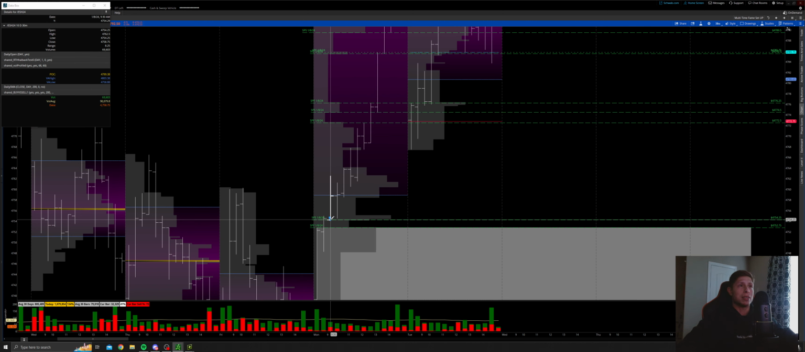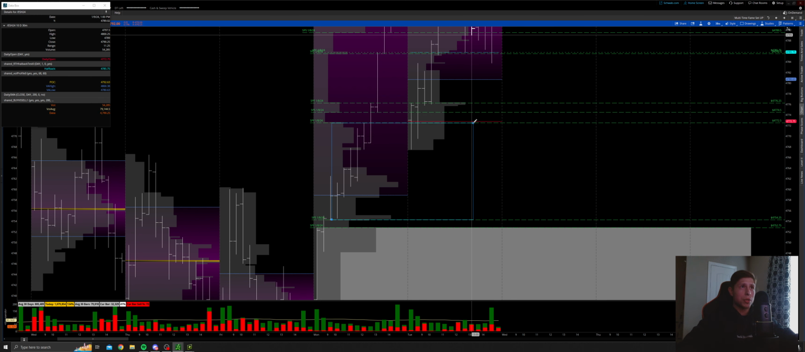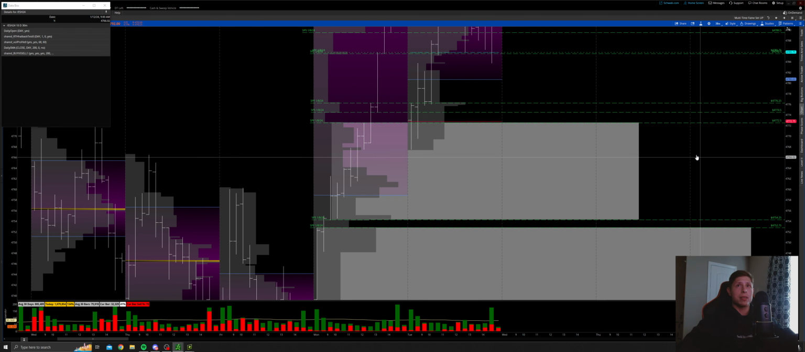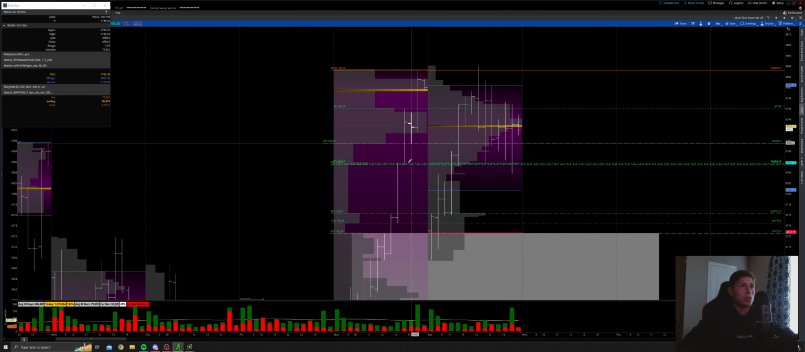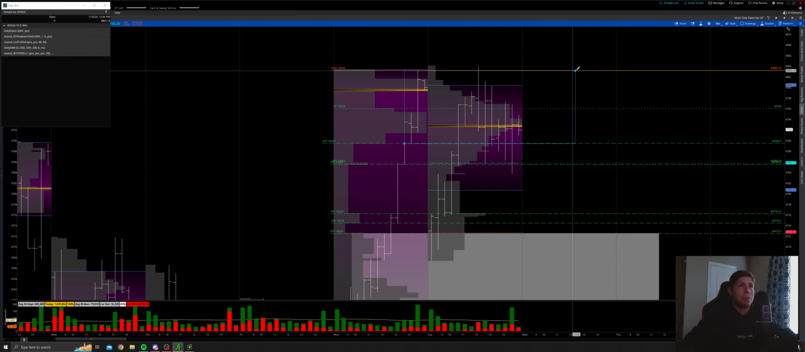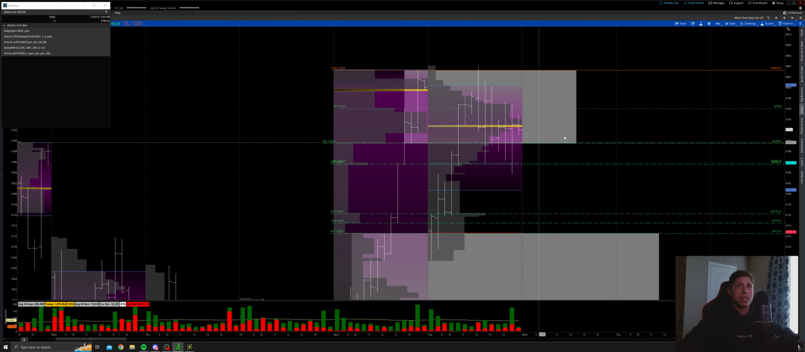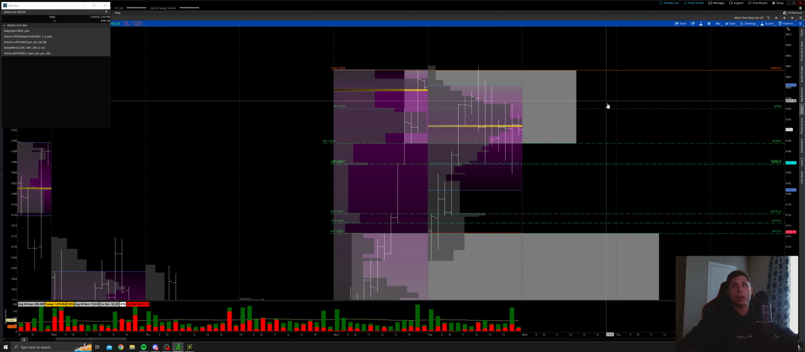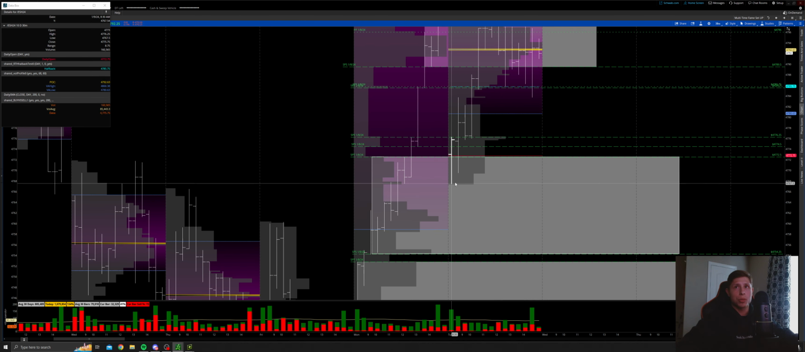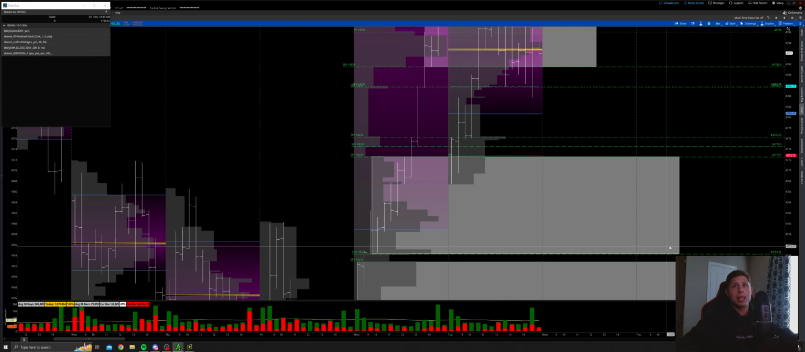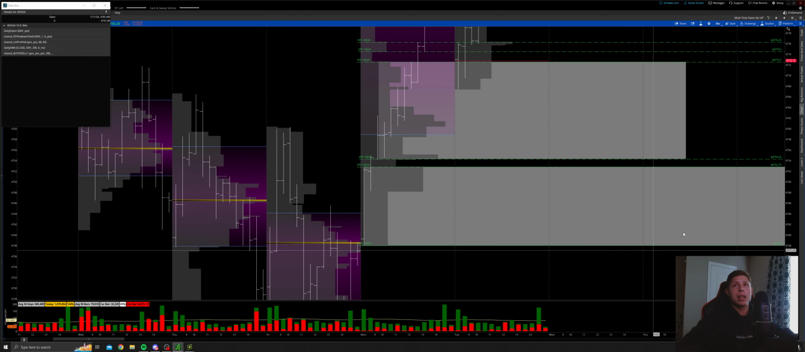Let me re-highlight these distributions for you guys real quick. Those distributions were identified via the single prints, right? So these were the distributions that I'm highlighting currently. This was the upper distribution, from 4803.25 down to 4789.50. The middle distribution was 4772.50 down to 4754.25, and then 4752.75 down to the low of day at 4738.